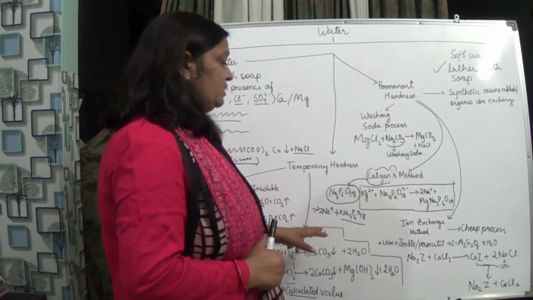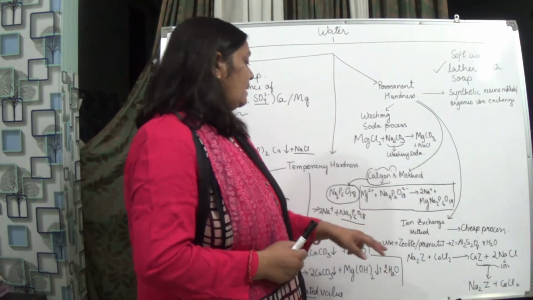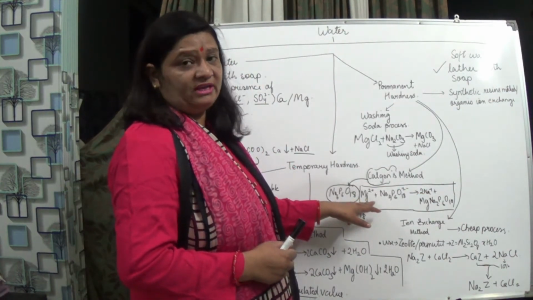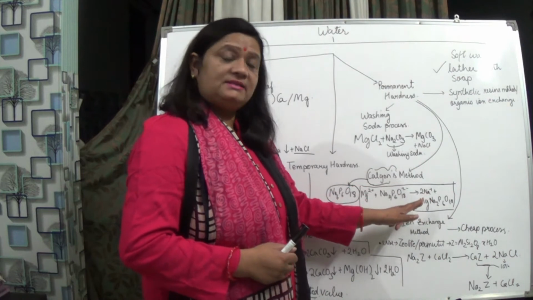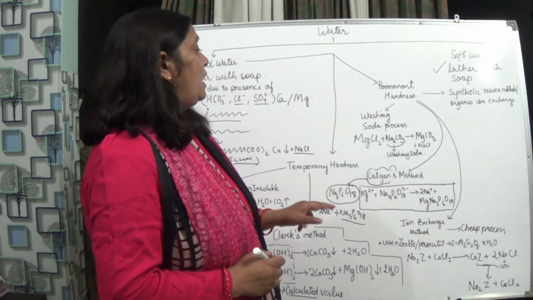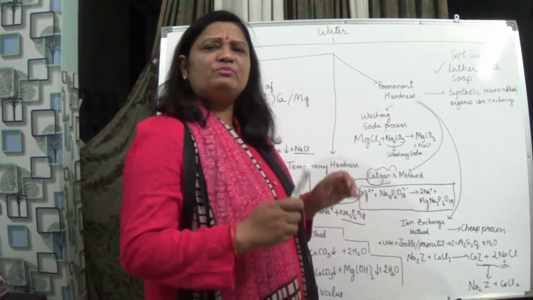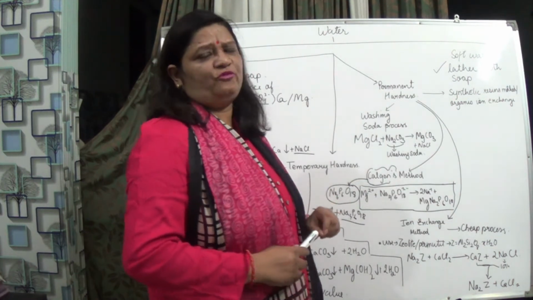MgNa2P6O18, which is totally insoluble in nature and can be removed, and this Na combines with the chloride of this magnesium, forming NaCl, thereby totally making the water soft. Okay, now the next method is the ion exchange method. This method is economically fit.